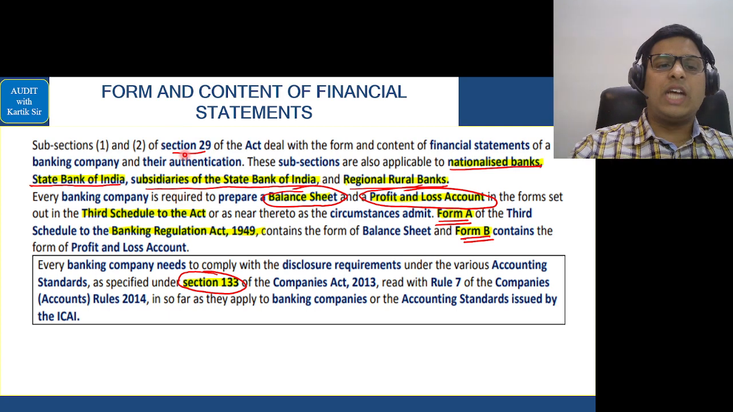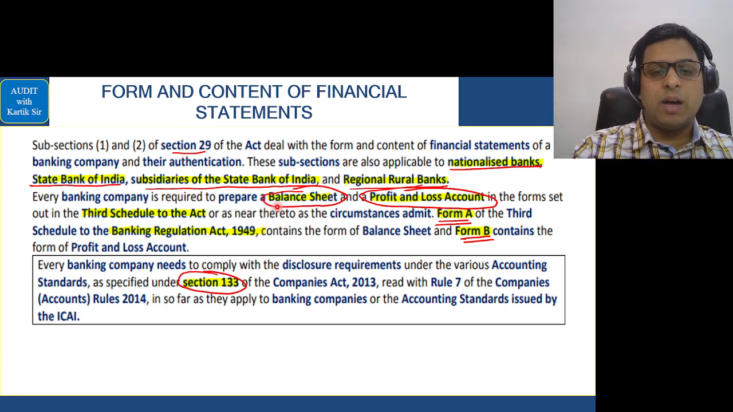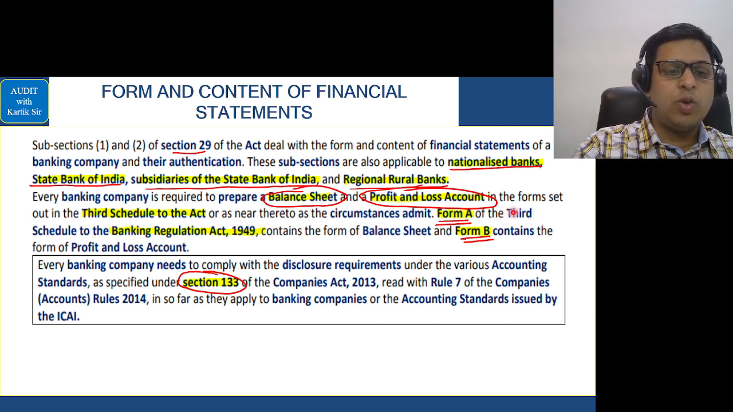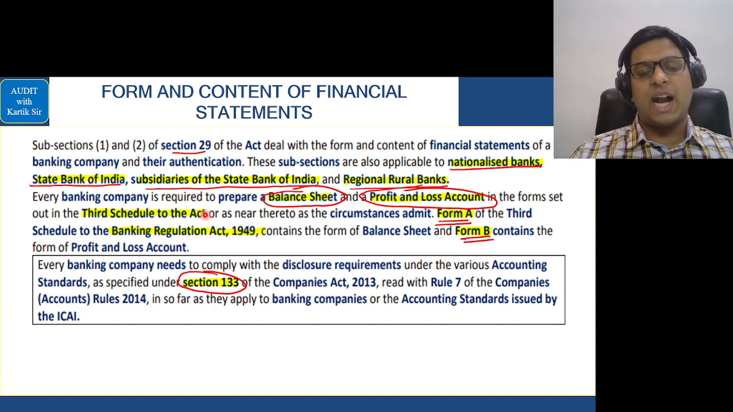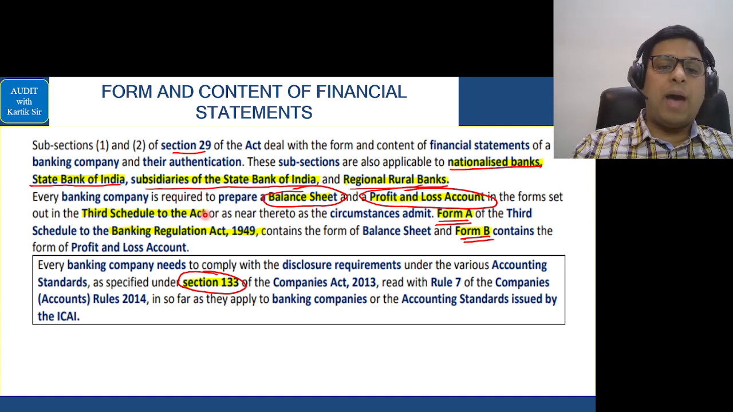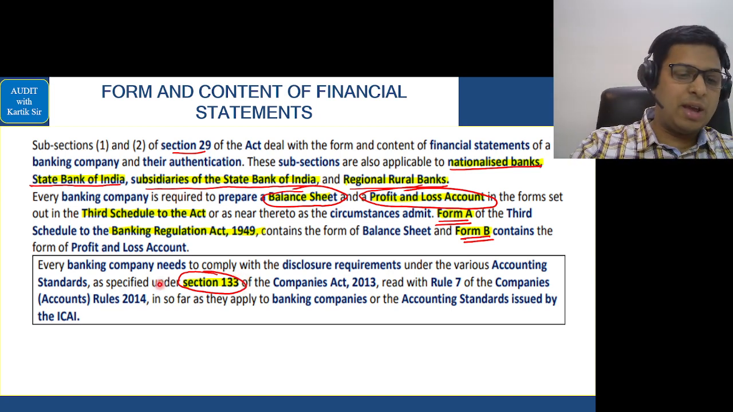Next, every banking company in India will make the balance sheet as per Form A and profit and loss account as per Form B. This is as per the third schedule. You can see here the third schedule to the Act. Act here means the Banking Regulation Act 1949. Banks always have to follow the accounting standards under section number 133. Let's go further.